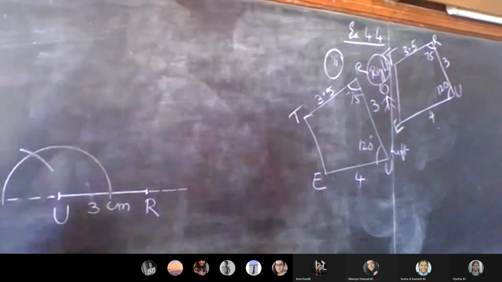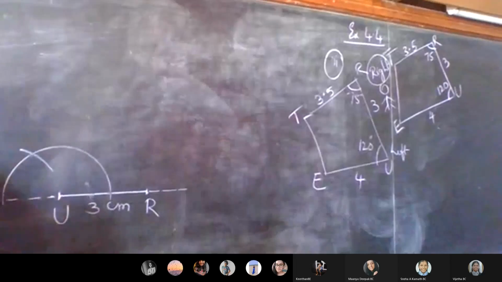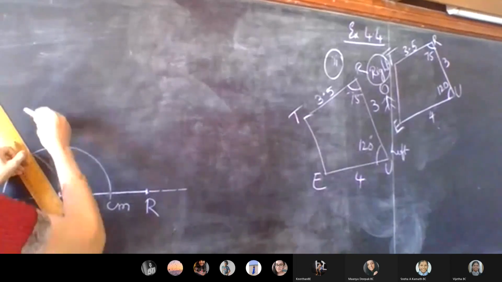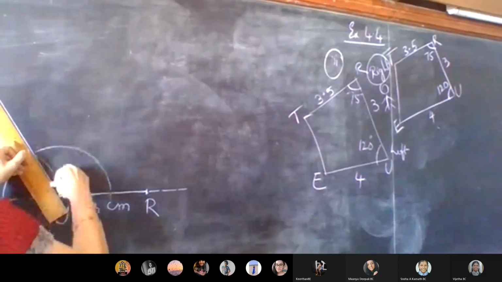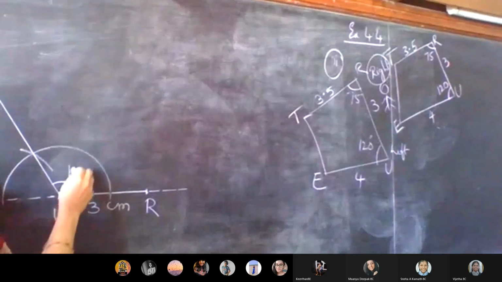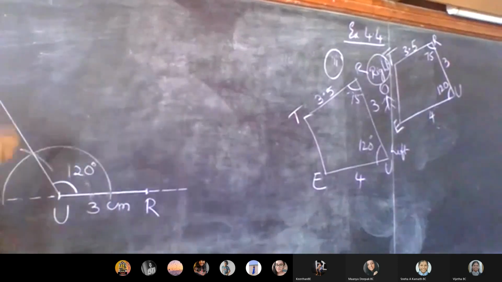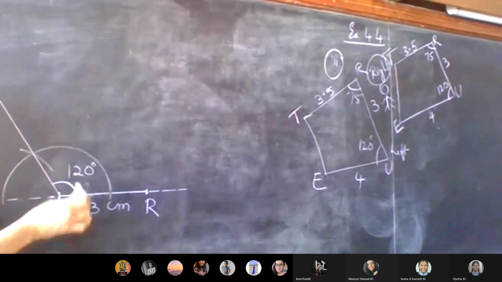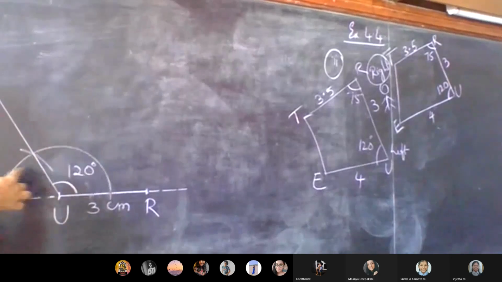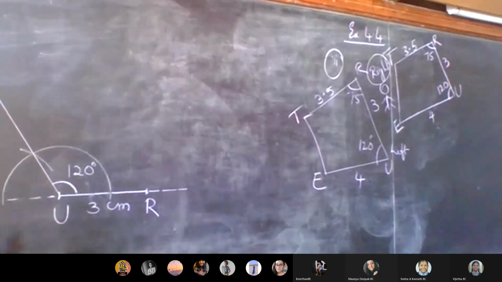So draw the line. Draw this line 120 degree. 60 deducted. I didn't draw 60, 60, 60 because here 120. This side 60 means that side 120 only, no?